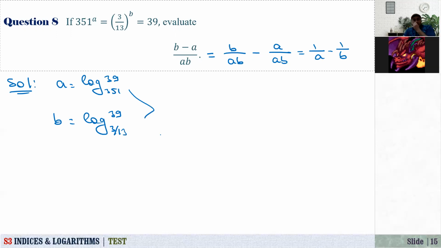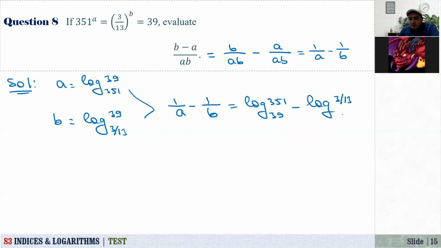Now, how about 1 over a minus 1 over b? 1 over a minus 1 over b is equal to log 351 to the base 39 minus log 3 over 13 to the base 39. Now the bases are the same, so we can write it as a single logarithm to the base 39. Since it is division, we have 351 divided by 3 over 13.